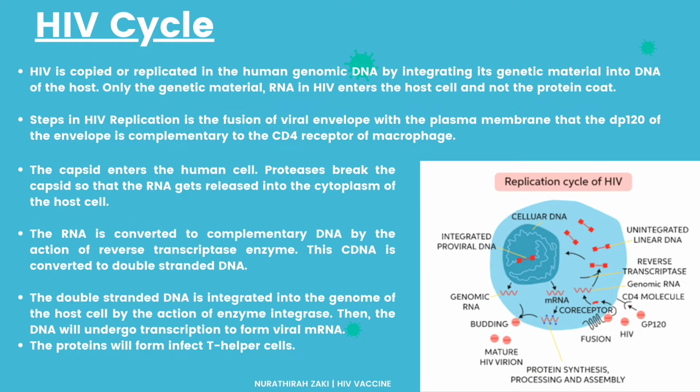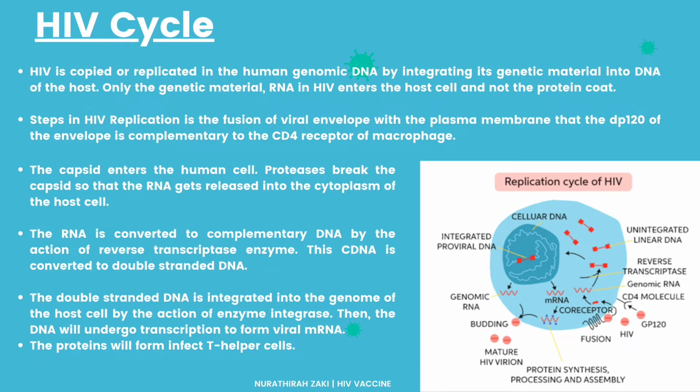HIV cycle. HIV is copied or replicated in the human genomic DNA by integrating its genetic material into the DNA of the host. Only the genetic material, RNA, of HIV enters the host cell and not the protein coat. The first step in HIV replication is the fusion of the viral envelope with the plasma membrane. The gp120 of the envelope is complementary to the CD4 receptor of the macrophage. The capsid enters the human cell.